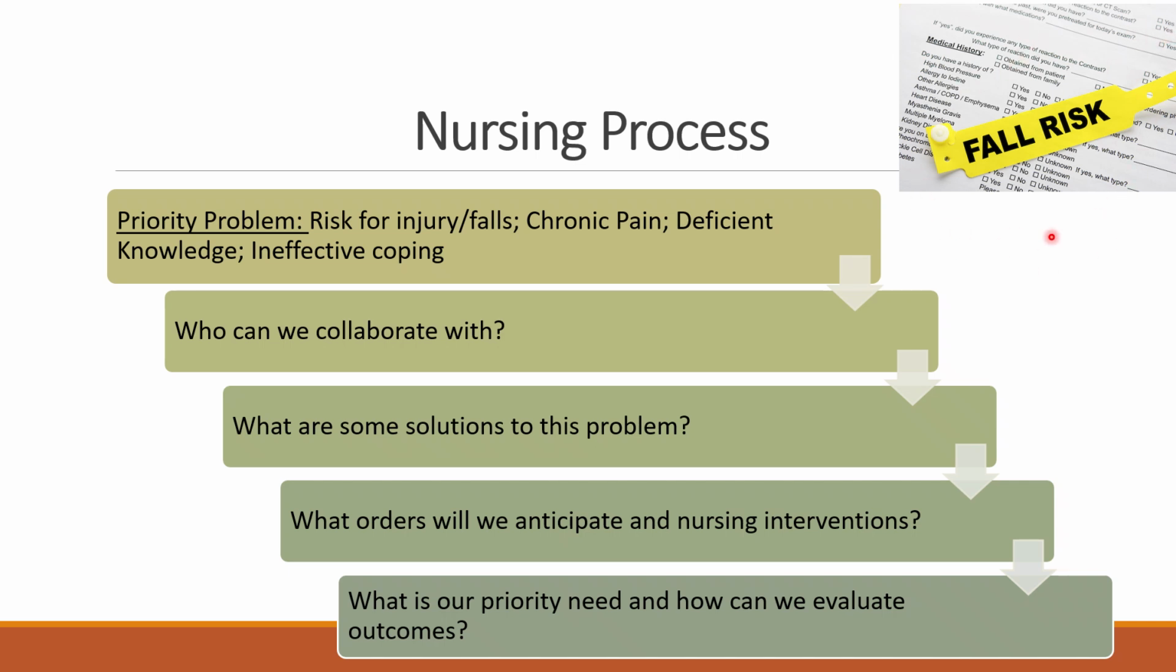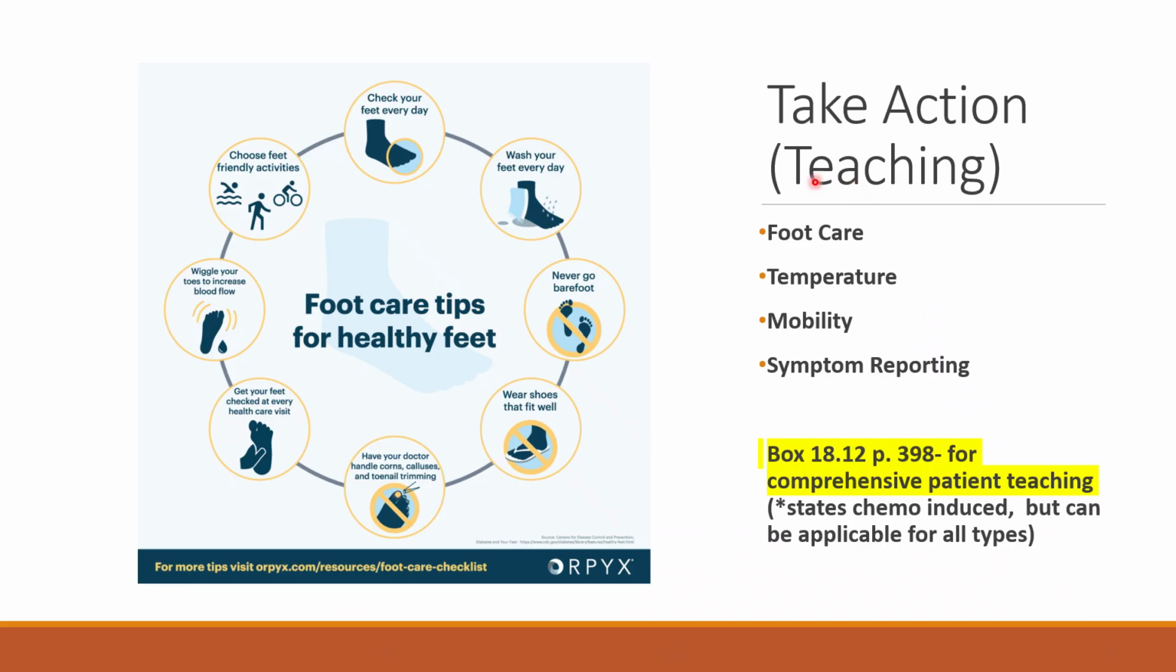Safety. They are a fall risk. That is our priority need for a patient who has peripheral neuropathy. Again, our priority need for a patient who has peripheral neuropathy is safety, safety prevention. So what can we educate about? We are going to educate about foot care, okay?